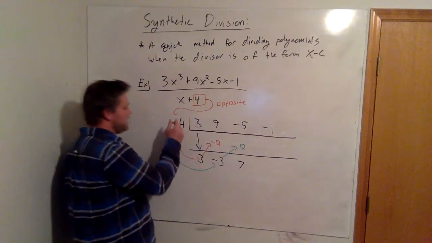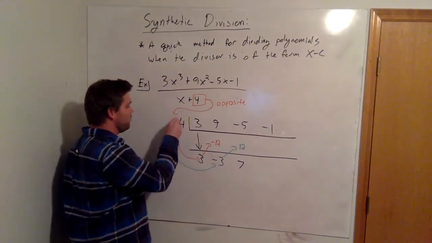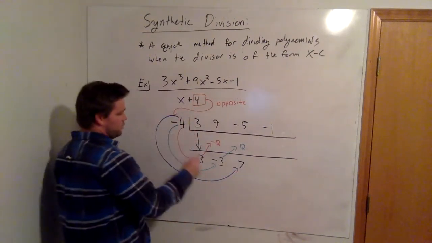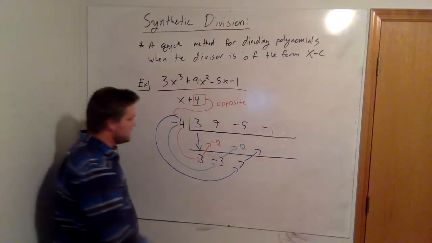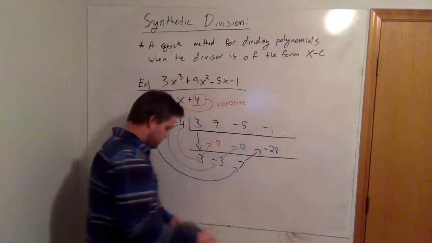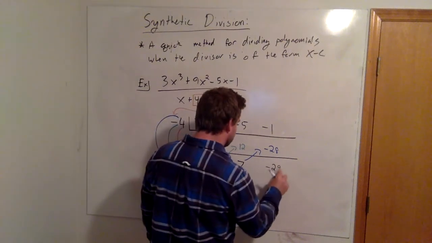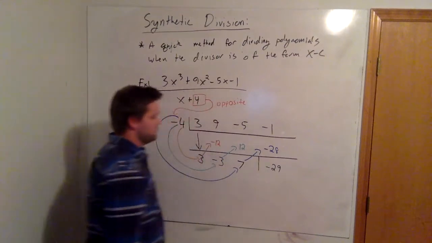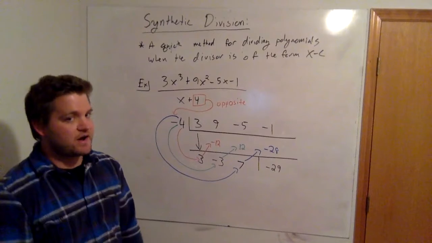And then, different color, we're now going to take the negative 4 and multiply it by the 7. And we're going to put the result right here. So negative 4 times 7, we get negative 28. So I'm going to write a negative 28, and add these together. So we'll end up getting a negative 29. And I'm going to put a little dash right here for a certain reason. So we're actually done. We've done the entire polynomial division.